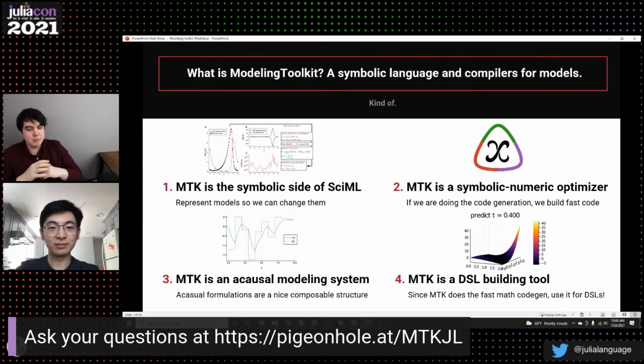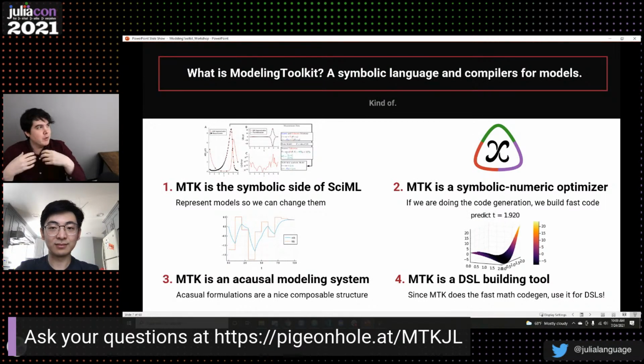Because what we want to do with Modeling Toolkit is represent models symbolically, so that we can computationally change them before we solve them, right? So we can computationally make our tools better at handling the math that you give us. And if we also have the model symbolically, then we're the ones generating code. So we can just make sure we generate bigger, better, faster code than before.